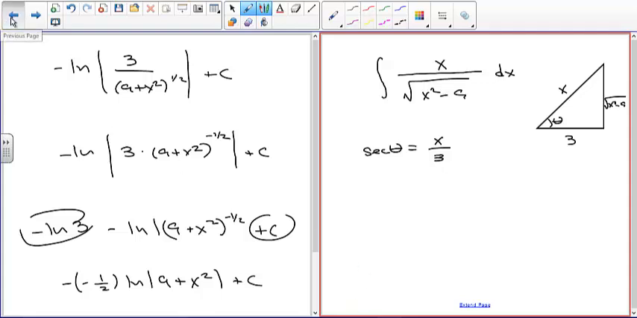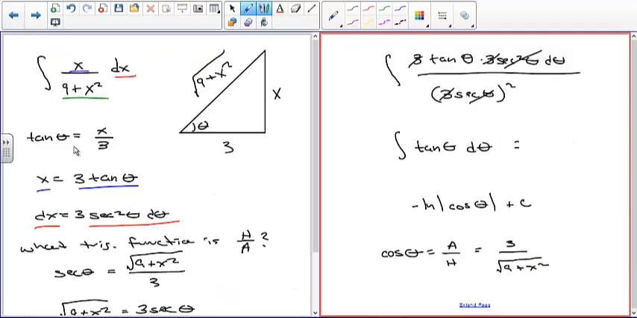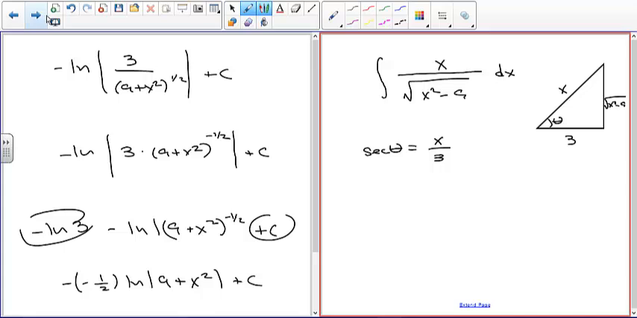You'll notice a trend here. The original definition that we're using here is x over something, or whatever the triangle turns out to be. So I can solve for x. x equals 3 secant theta. So there's my first substitution, just like before. Let me underline it. So we can use that substitution.